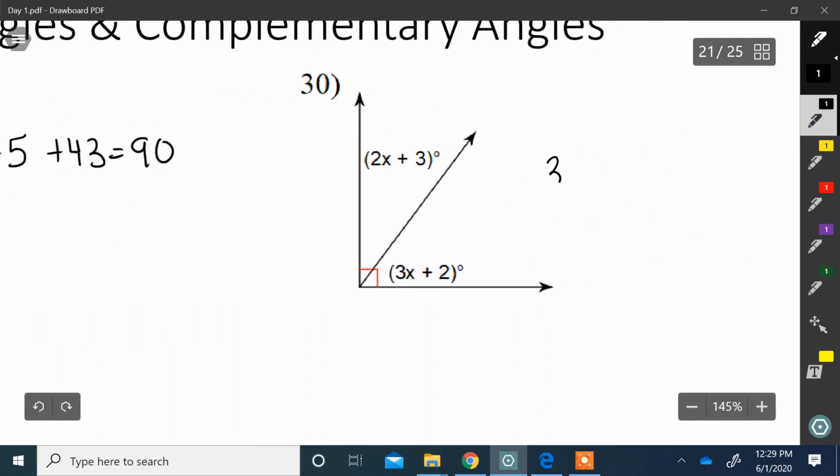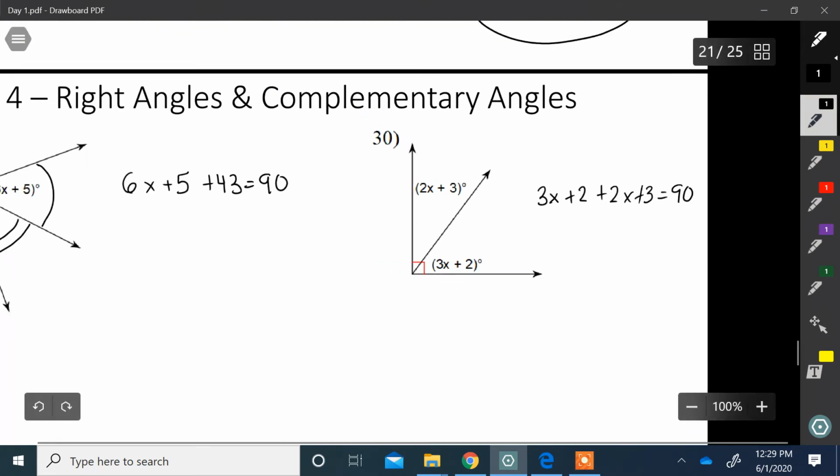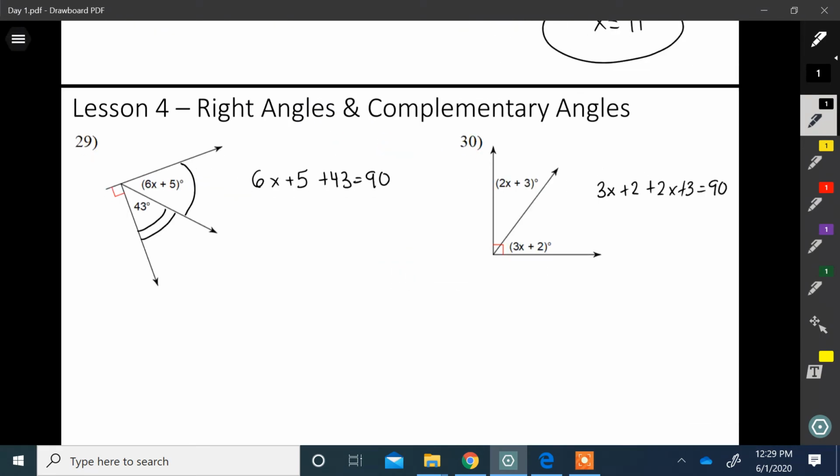Same idea with this. We have 3x plus 2 plus 2x plus 3, that has to add up to 90 degrees as well. All right, awesome, guys. Let's keep going.